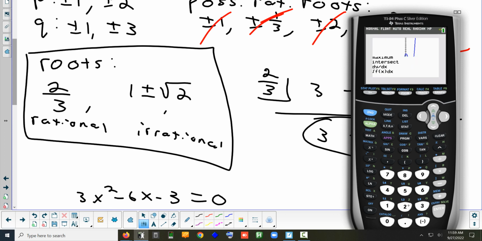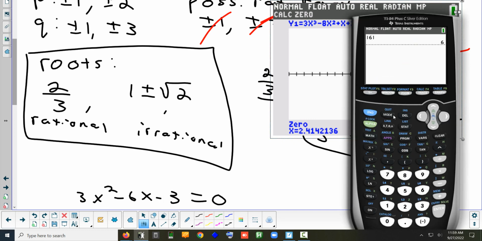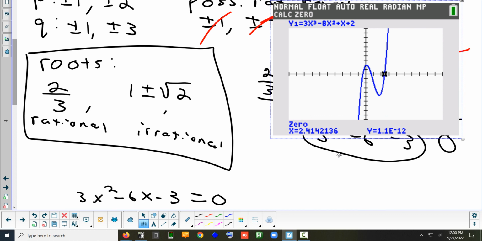Let's do second calc zero, and let's just quickly check the one on the right. I get 2.414. Let's see what 1 plus the square root of 2 is. 2.414, same thing. So calculating the zero on the calculator will not give you this. It will give you 2.414. If they want it exact, you've got to do the quadratic formula. Okay, but that's the answer.